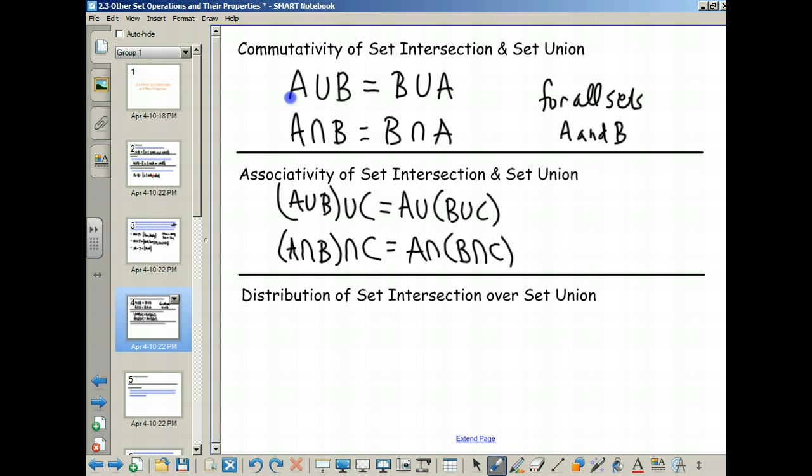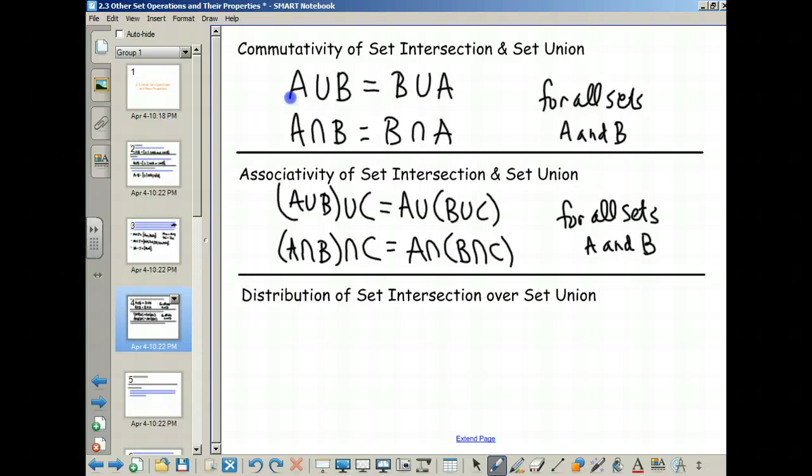And again, this is for all sets A and B. So the order of intersection, the order of unions, the grouping of unions, grouping of intersections, none of that changes the outcome. Just like with addition, all of this works with addition and whole numbers or real numbers, whatever too.